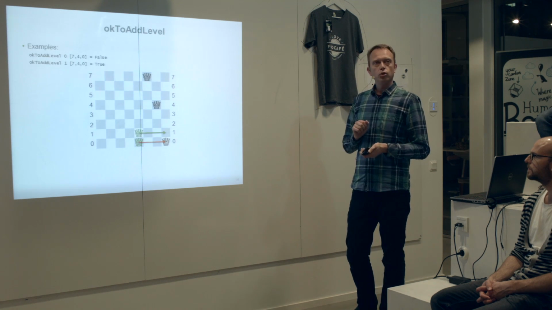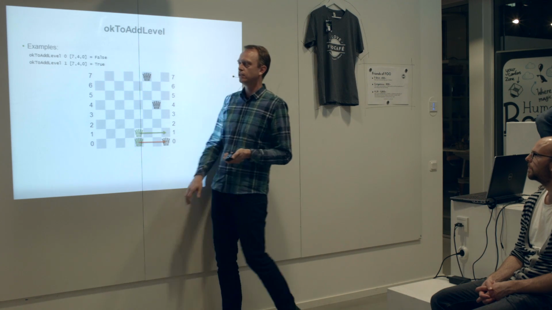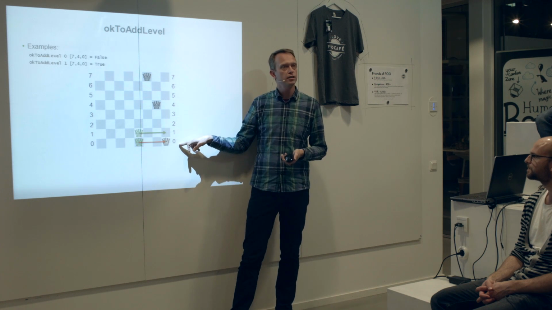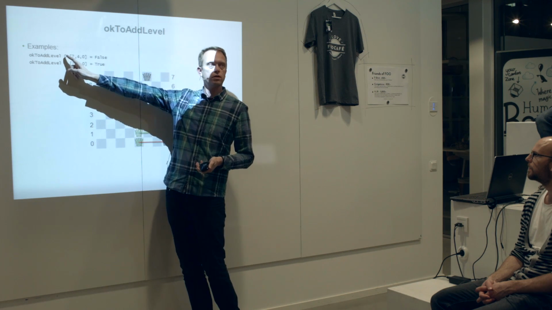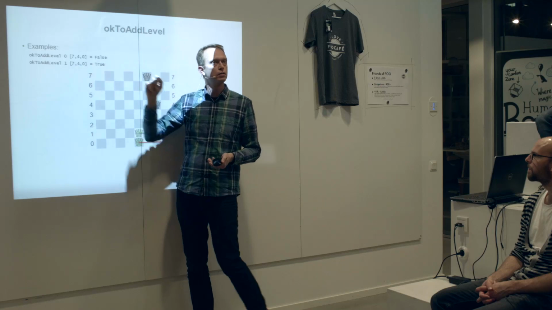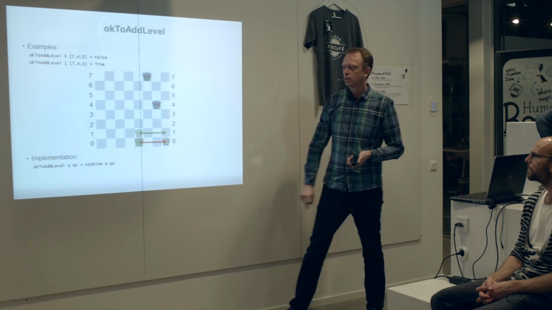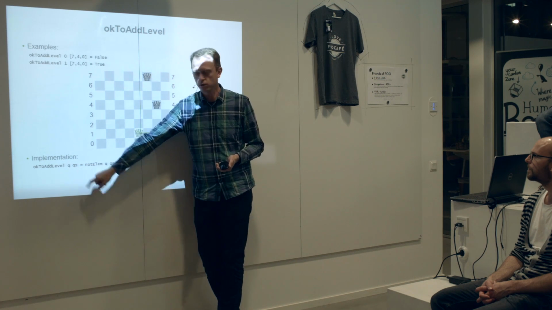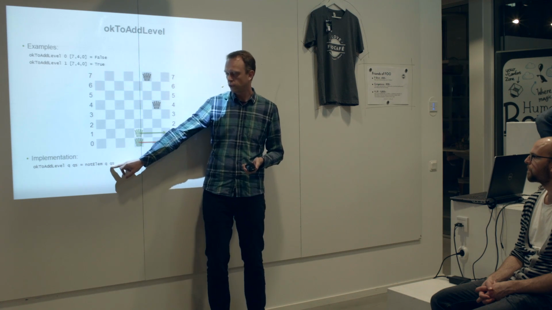So let's look at the OK to add level first. This is pretty easy actually, because in this case, what we want to do is just scan our way to the right and see if there is a queen there. And how do we do that? Well, what we want to check is just whether or not this is a part of this list. So we can just write like this. OK to add level takes a queen and a set of queens, a partial solution, and returns true if Q is not an element of QS.